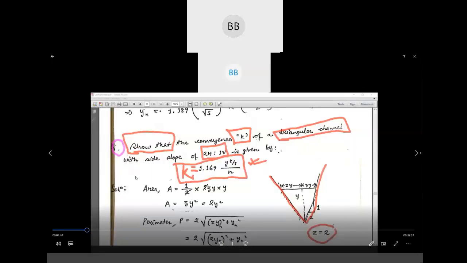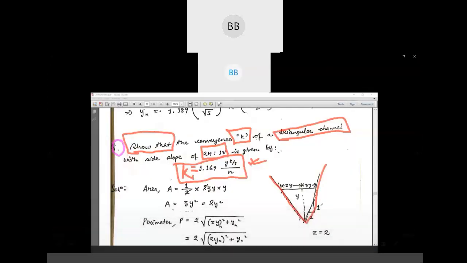Equal to 2. This is again a triangular channel we have considered. Here z is equal to 2, so one vertical is to 2 horizontal. So z is equal to 2 in this case. And then y we have considered as the depth of flow.